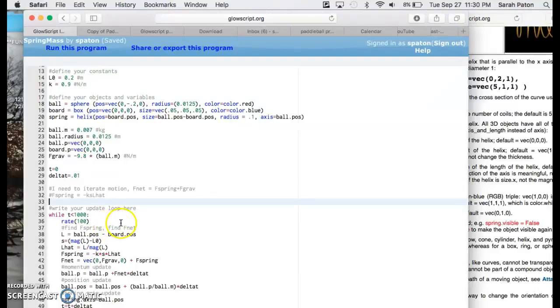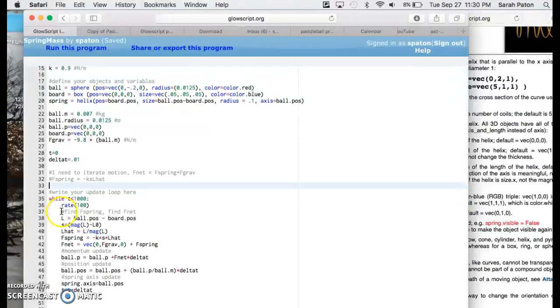Anyway, back to the programming. First I had to find F spring and F net, and I established this by saying L was the ball's position minus the board position, L being the length of the spring, and then stretch was simply the magnitude of L minus the relaxed length of the spring. And I found L hat through the definition of a vector, which is its magnitude times its unit vector.